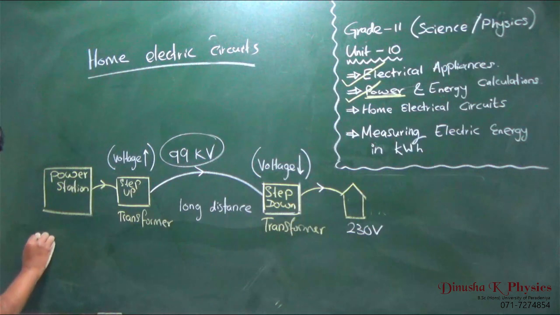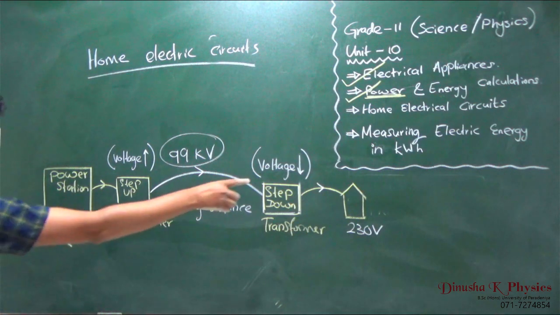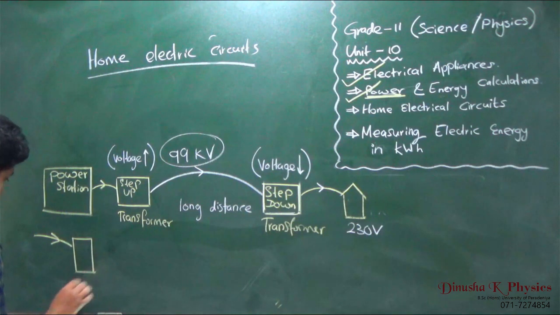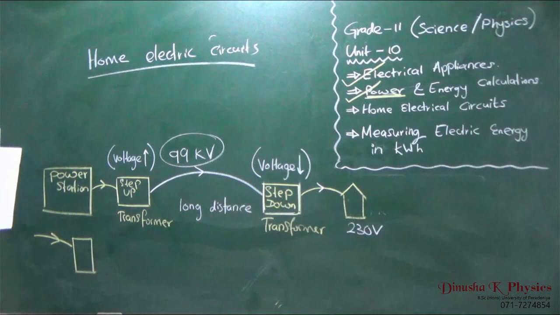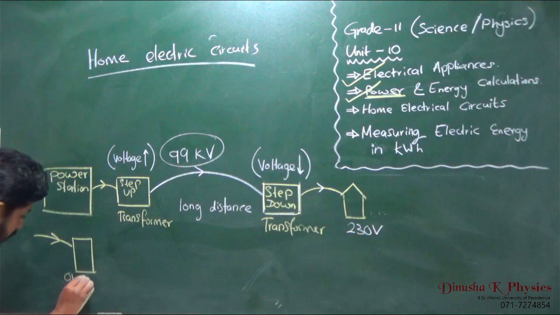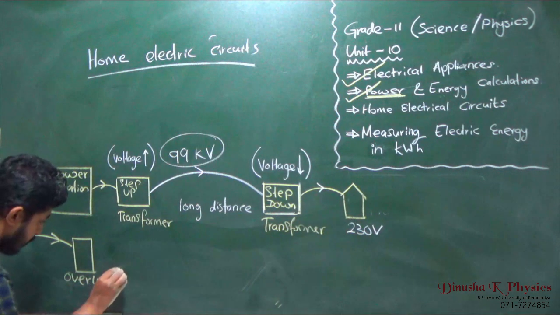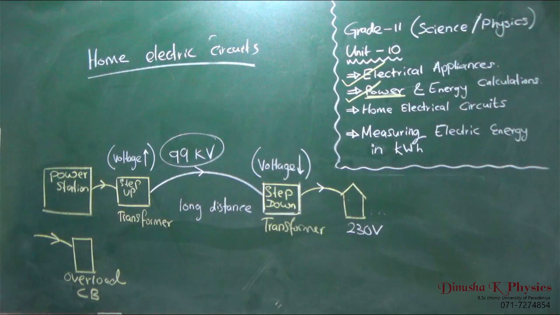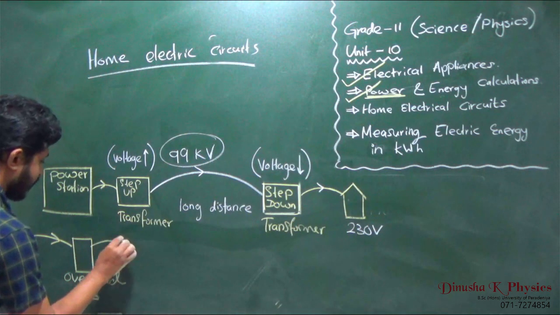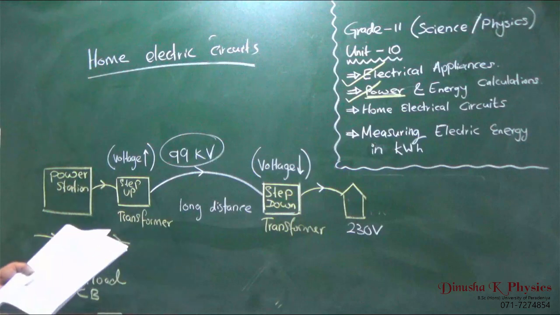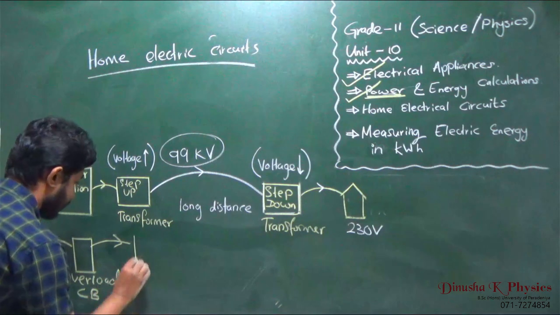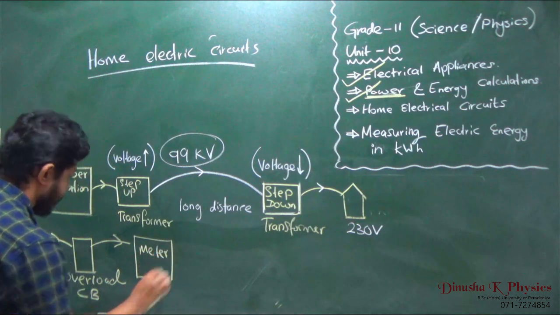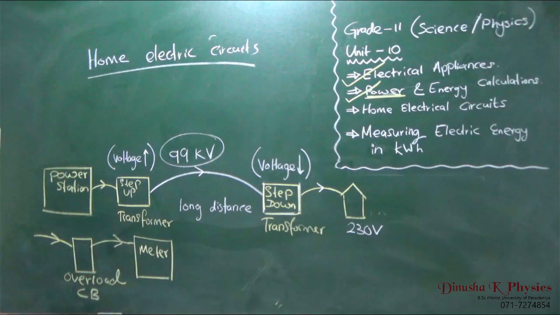So this line is going to a circuit breaker. ඒකට කියනවා overload circuit breaker එකක් කියලා. Overload CB කියලා මම දාන්නම් circuit breaker එකට. හරි. So then it is going to the electric meter එකට යනවා. ඒකෙන් record වෙනවා කොච්චරක් consume වෙනවද කියලා.